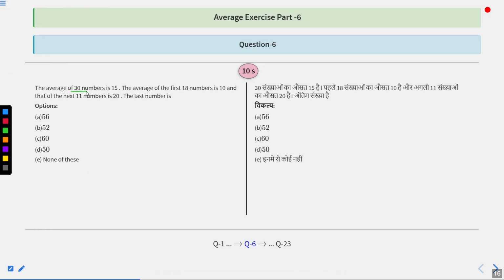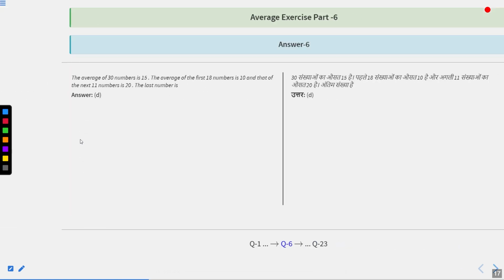The average of 30 numbers is 15. The average of the first 18 numbers is 10 and the next 11 numbers is 20. So what will be the last number? So you have 5 options and 10 seconds to analyze the question. Your time starts now. Now time's up. Let's see the solution.